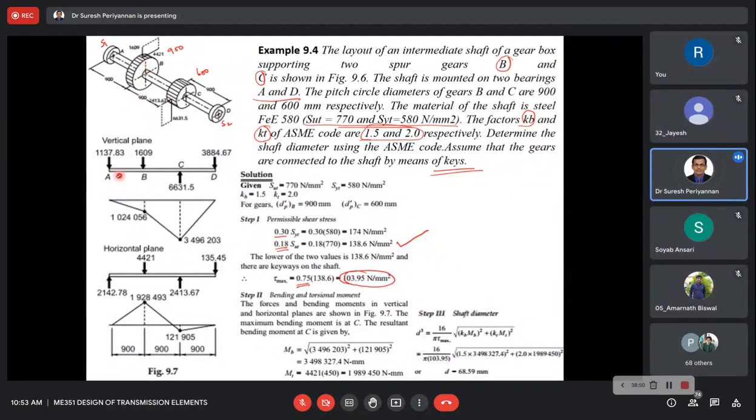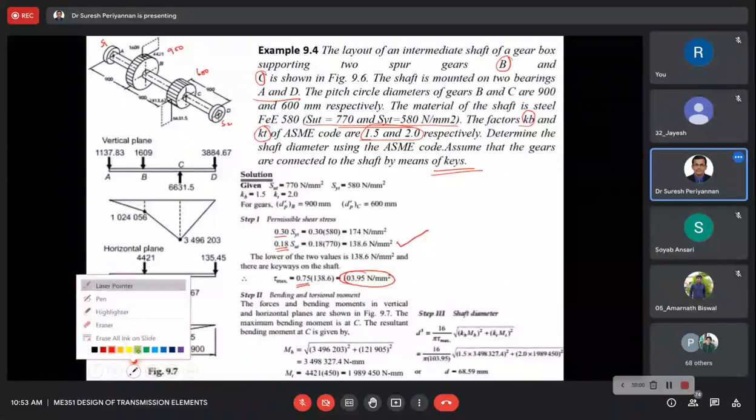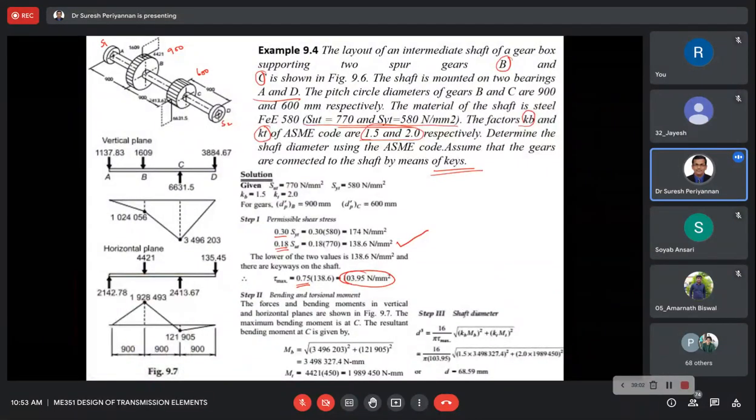Hence, I am going to consider them directly. Now see here the vertical load. How much load is acting here? First, the vertical plane. Now I am considering the vertical plane. What is the vertical load? 1600 Newton is acting here.